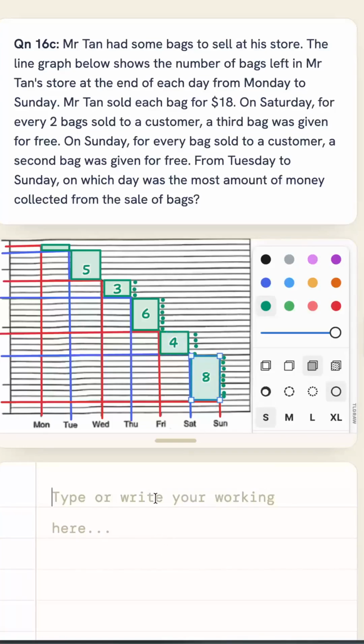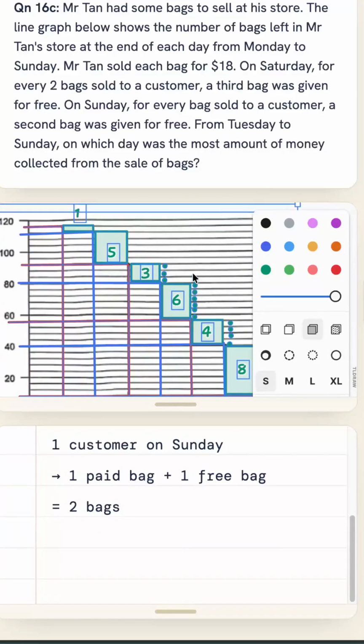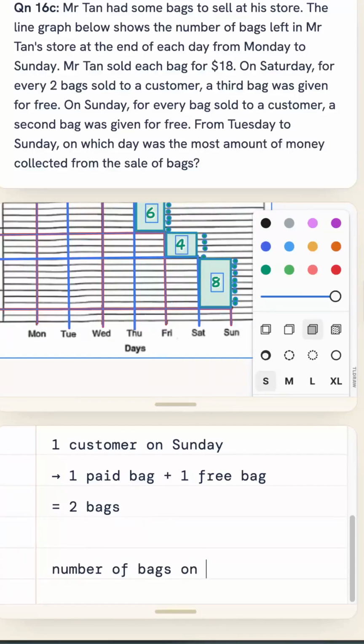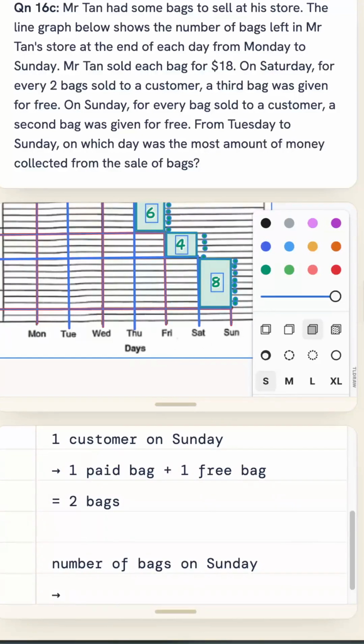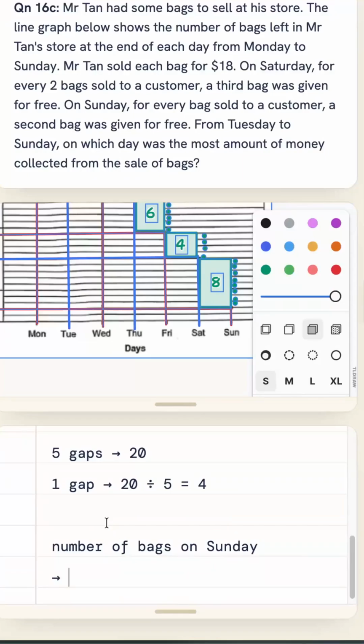If you think it is Sunday, then not exactly, because on Sunday for every bag sold to a customer, the second bag was given for free. So one customer on Sunday gets 2 bags. So the number of bags on Sunday: we know from the previous question 1 gap is 4. So 8 gaps equal to 8 times 4, which is 32.